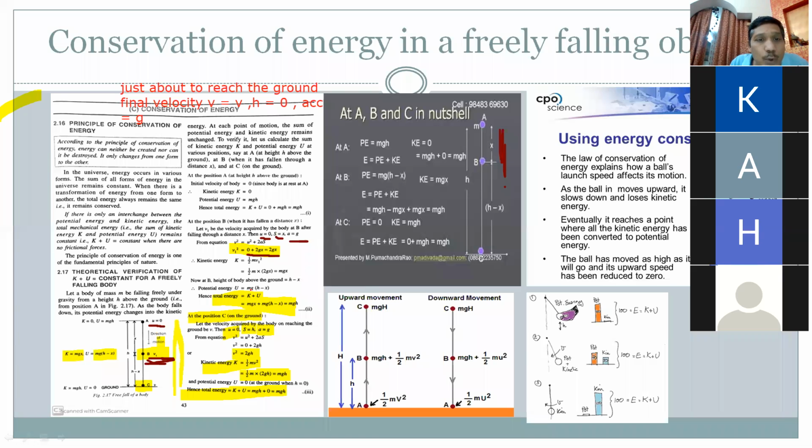One point was point A. The other point is point B. And the other point is point C. At all these three points, the total energy of the falling body is mgh, mgh and mgh. It is a very important derivation for your board purpose and for your school purpose also.